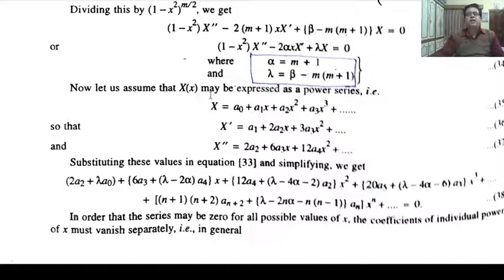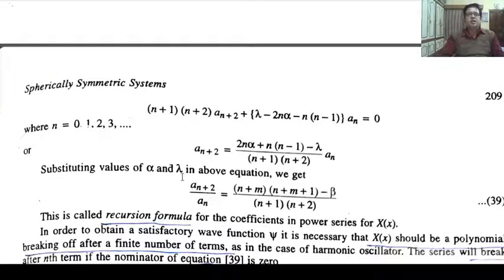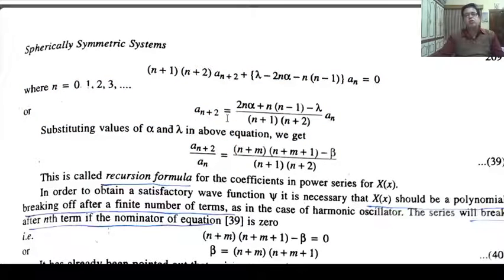Now let us assume that X may be expressed as a power series, X = a0 + a1x + a2x² + a3x³ and so on. Similarly X' and X'' are the first and second derivatives. By replacing these in the equation, in order that the series may be 0 for all possible values of x, the coefficients of individual powers of x must vanish separately. That is, in general, a(n+2) = [2nα + n(n − 1) − λ]/[(n + 1)(n + 2)] an.